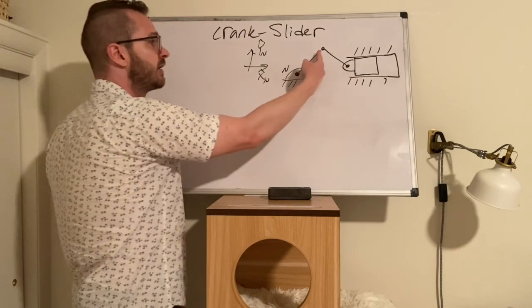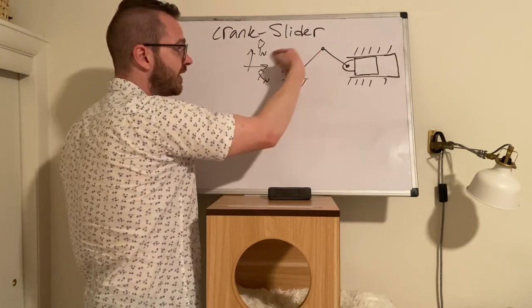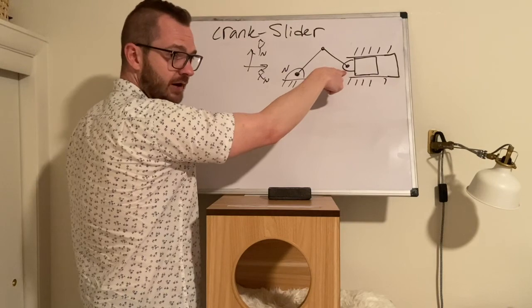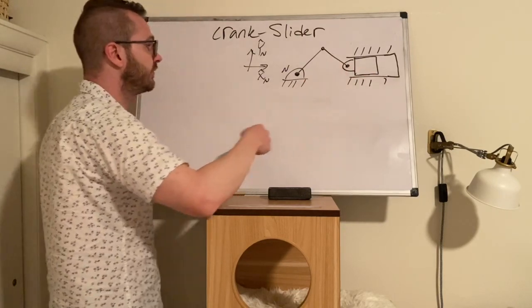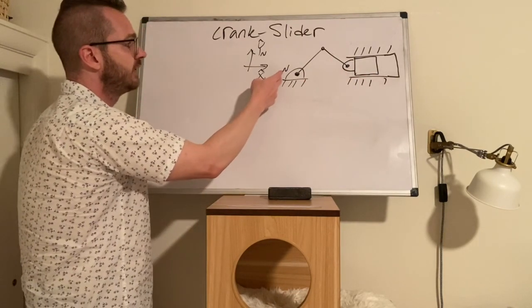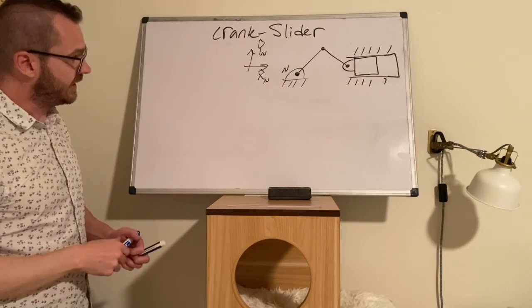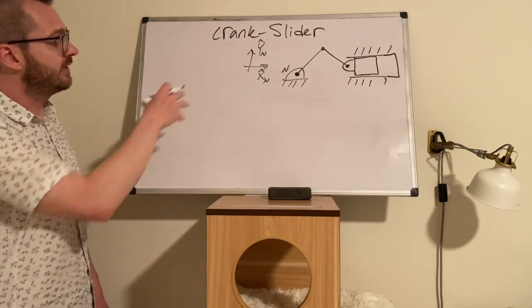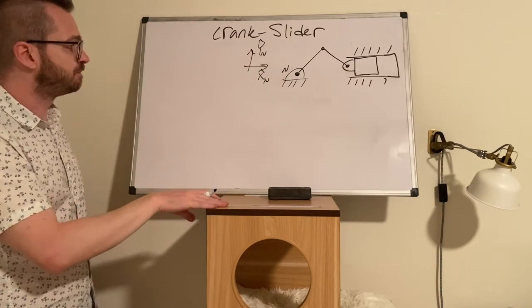You can't put it here because that's a joint and that thing's going to move. You can't put it right here on the block because the block's going to move. So let's put it at this point right here. Now we need to label some other points on here.